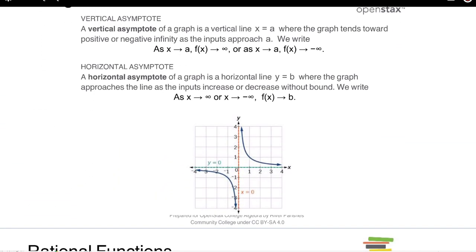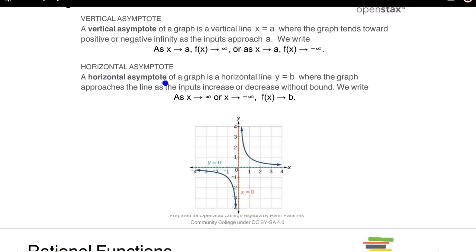Alright, so here we have the actual definition of a vertical asymptote and horizontal asymptote. A vertical asymptote of a graph is a vertical line x equals a, where the graph tends towards positive or negative infinity as the inputs approach a. So as the input, or the x, is approaching a, in this case it's 0, then the graph is either approaching negative infinity or positive infinity. That's what's happening there. So the graph will never cross a vertical asymptote.